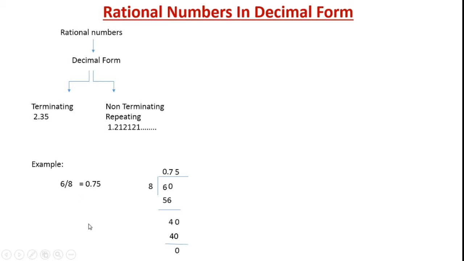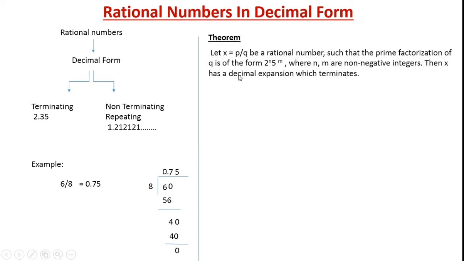Can we say a fraction is terminating or non-terminating without doing the division? Yes, we can say without doing the division. How? We have one theorem. See the theorem: let x equal p by q be a rational number such that the prime factorization of q is of the form 2 to the power n, 5 to the power m, where n, m are non-negative integers. Then x has a decimal expansion which terminates.